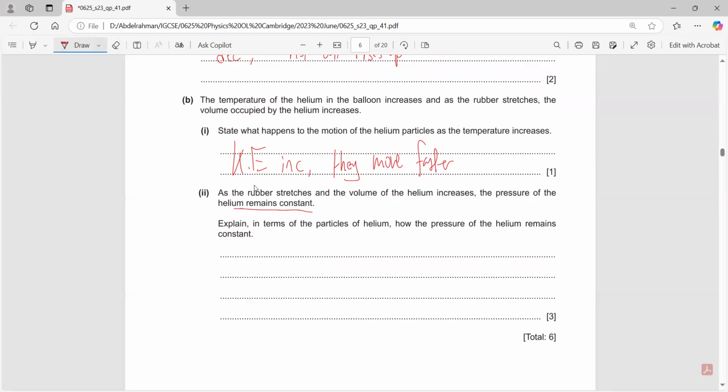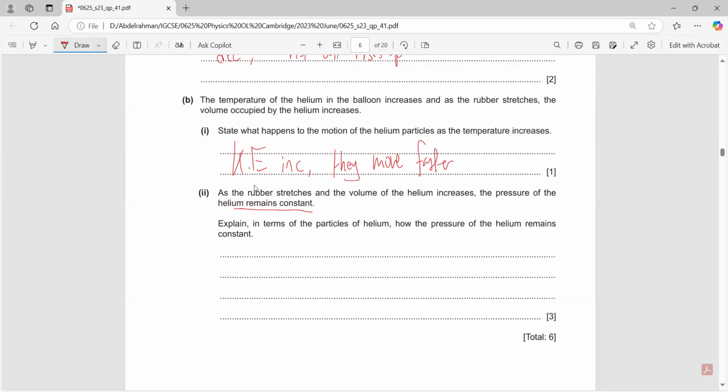Explain in terms of particles of helium how the pressure of the helium remains constant. As the volume increases, the pressure should decrease, shouldn't it? Yes, it should. And as the temperature increases, the pressure should increase. Yes, it should. But how does the pressure remain constant as the temperature increases and as the volume increases?